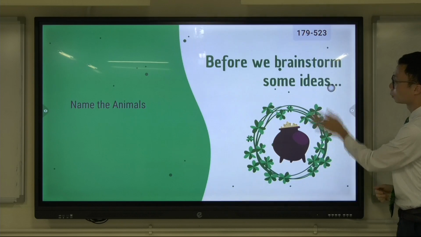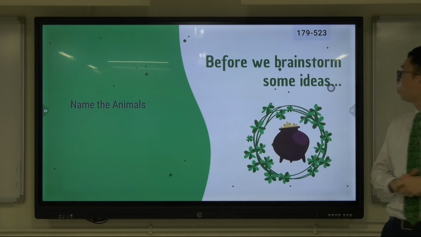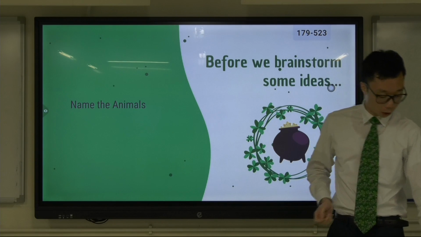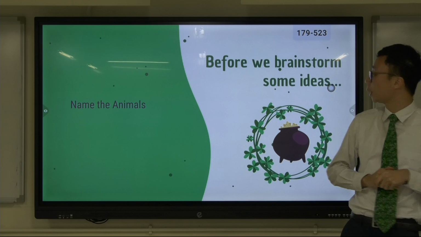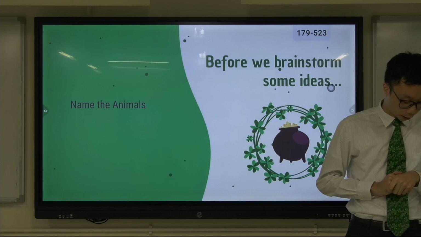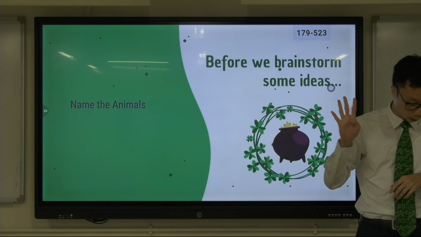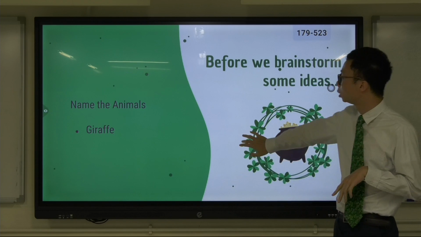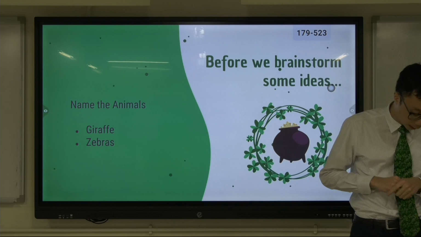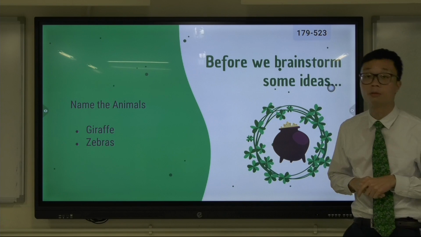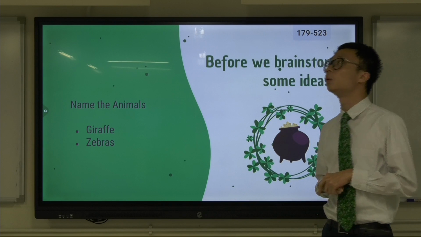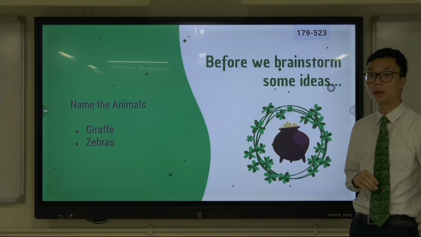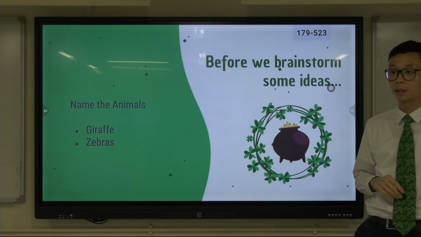So, brainstorming. Before we brainstorm some ideas, look at your textbook, page 21. Can you see how many animals there are? How many of them? 4: you have a giraffe, and then you have 2 zebras. And lastly, the orange animal appeared in panel 4 and panel 5. What do you think that is? Cougar maybe? I have to really look into the dialogue to figure out what that is.